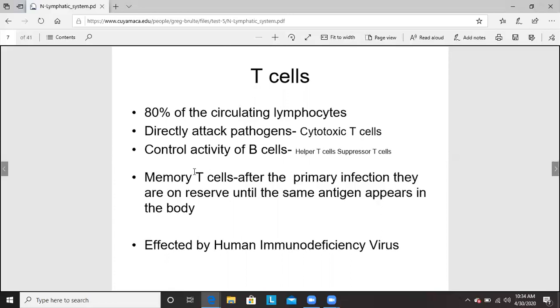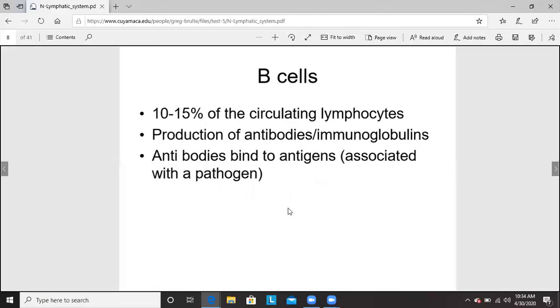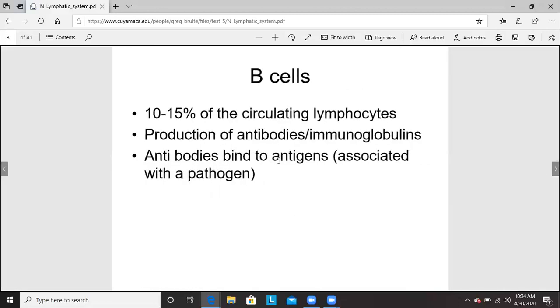You can have memory cells, like these memory T cells after a primary infection that are on reserve. If the same antigen appears again, hopefully it'll get recognized by the immune system, and you'll basically have immunity. This should say affected, not effected, by the human immunodeficiency virus, or they can be.